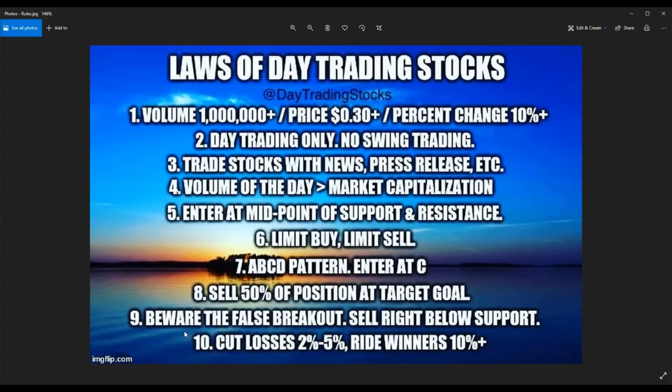Rule number 10, cut losses at a certain point, whether you're down 2% or 5% for regular stocks, or if you're into stock options, it would probably be more like 10 or 15%, maybe 20% at most, which is pretty huge. But ride winners if you're on shares, 10% or higher. If it's stock options, it'd be 20% or higher. And so these are the most common rules.